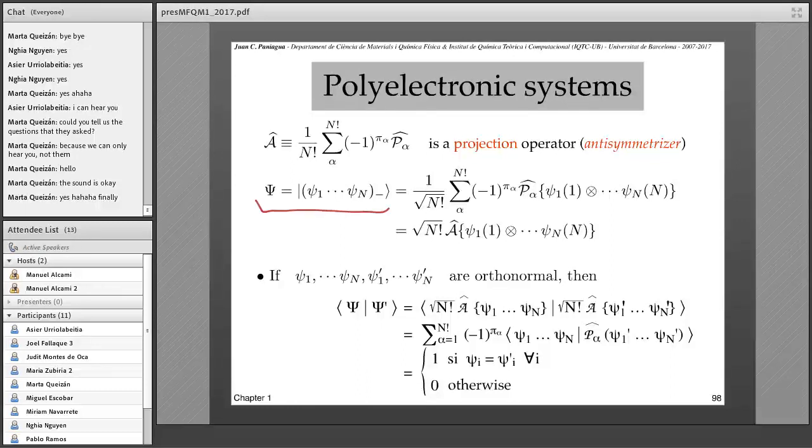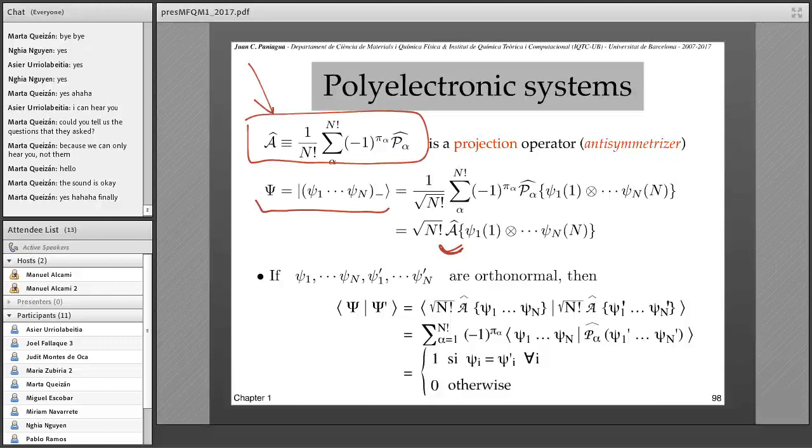Well, for the case of polyelectronic systems, a usual way of expressing the state of an electron system is by introducing an operator, which is the antisymmetrizer, that is defined this way, which is a projection operator. In fact, it is the operator that projects onto the antisymmetric subspace. It can be verified that this is self-adjoint and idempotent, and so it's a projection operator.